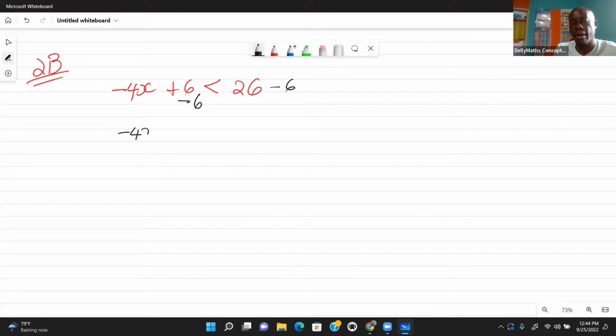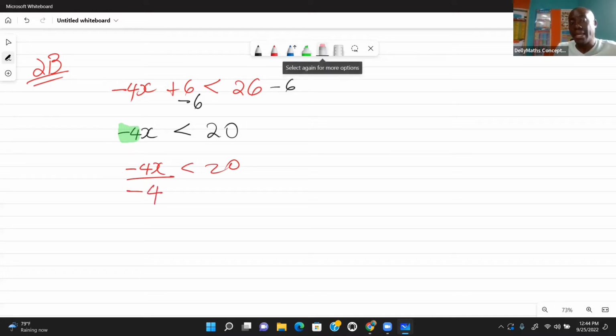Negative 4x, and then this part here becomes a 0, so we leave that out. So we have less than 20. At this moment, I realized that I need to find x, but the x is attached to the negative 4, which means we have a negative 4 times x. We're going to have to do the inverse operation. The inverse operation to the negative 4 is multiplying, so we're going to have to divide by a negative 4.